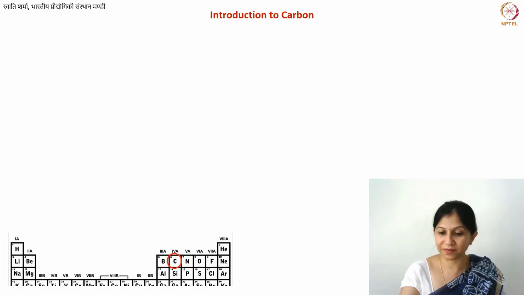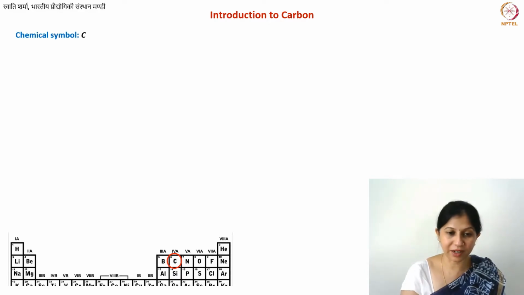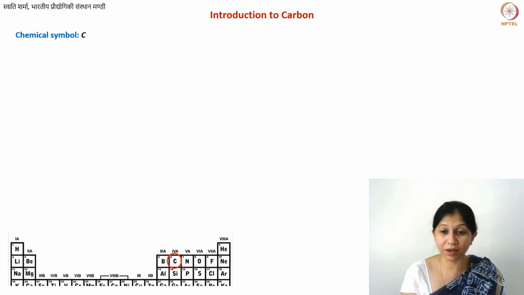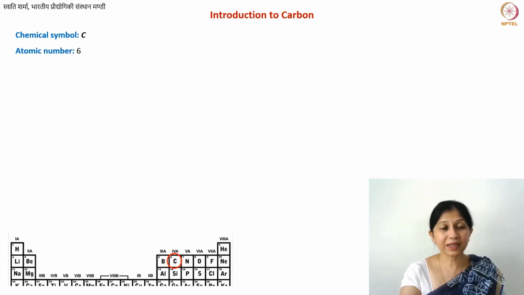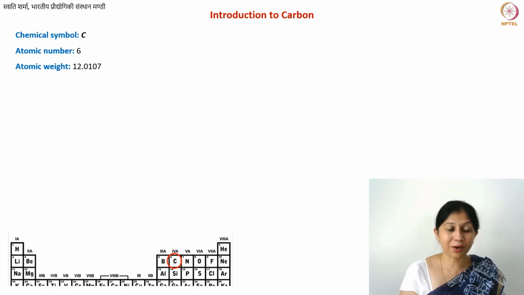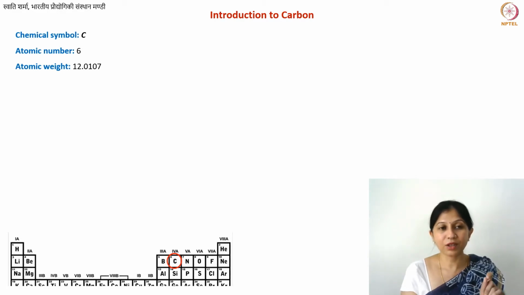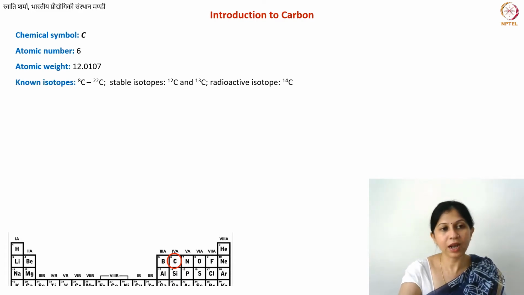Many of you probably already remember where carbon belongs in the periodic table. You probably also remember that its chemical symbol is C, and its atomic number, which means the number of electrons in carbon, is 6. Now the atomic weight of carbon, and I have written weight here, not atomic mass, for a reason, is 12.0107.